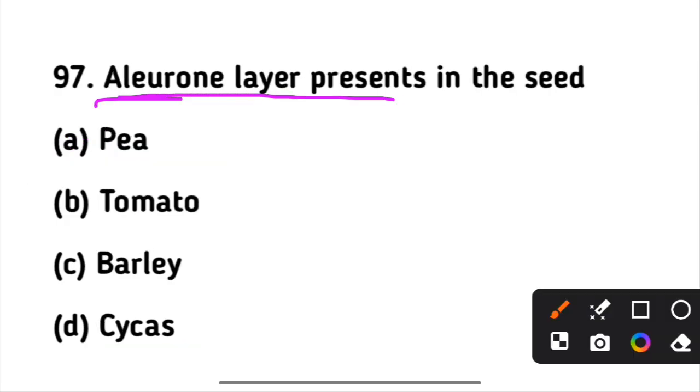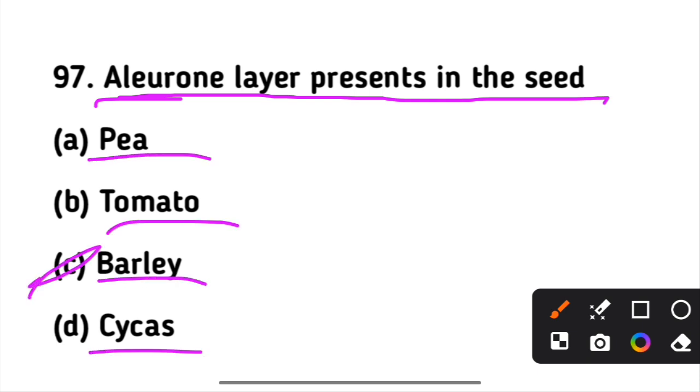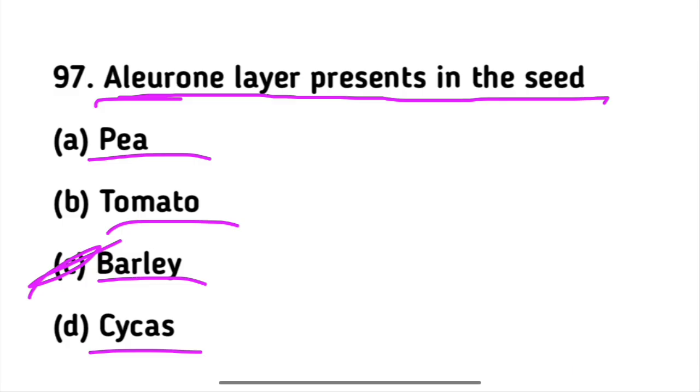Aleurone layer is present in the seed of pea, tomato, barley, cycas. Option C is correct, barley.